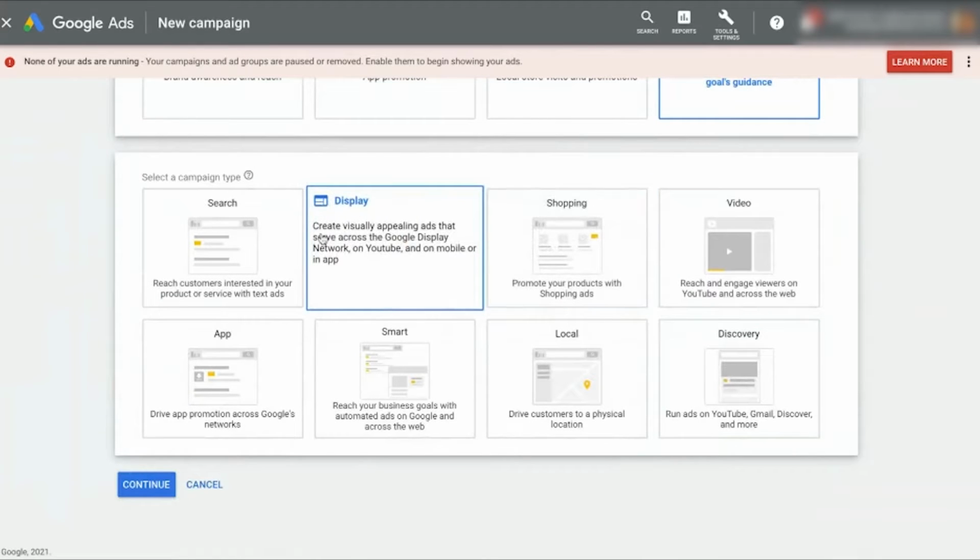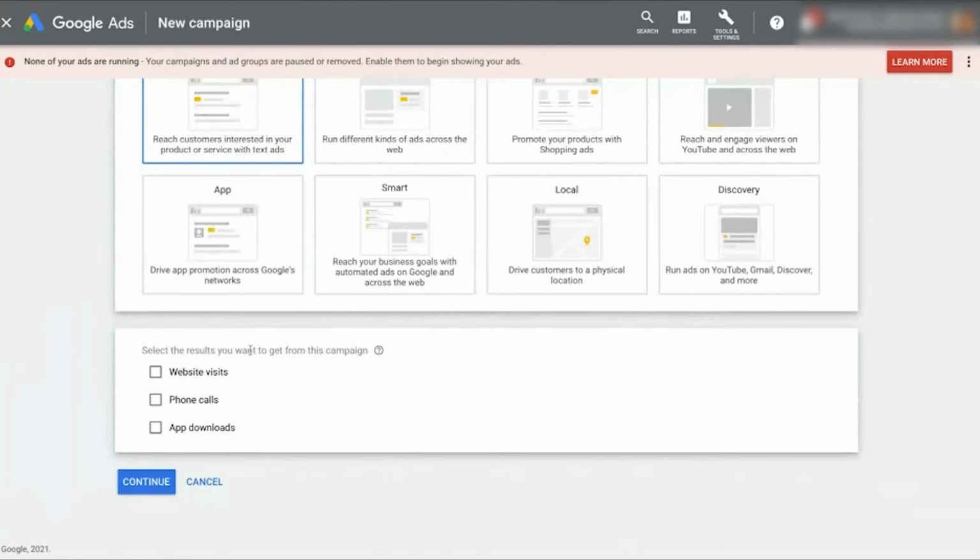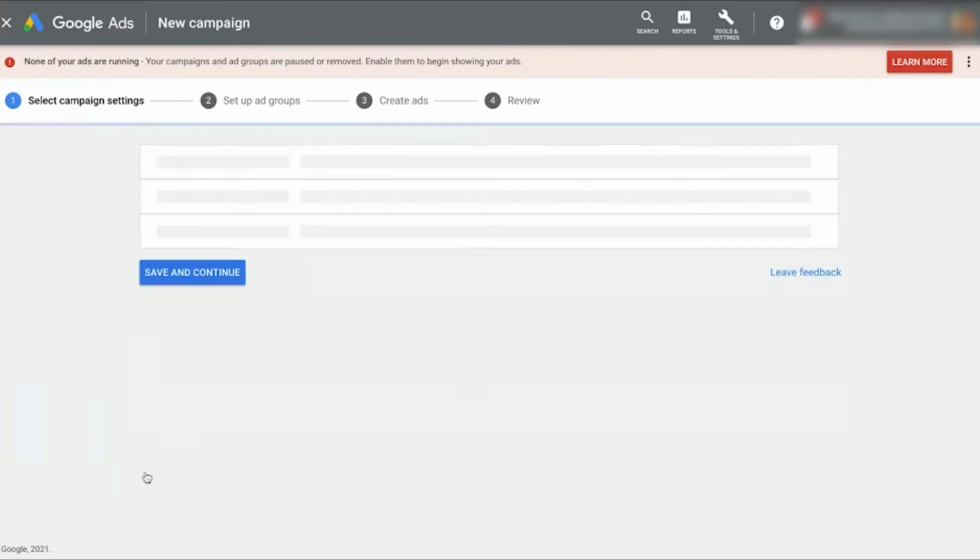So we're going to set up a search campaign since they're the most common ones. So search, and then once again, we're not going to listen to what Google wants us to do and go down a path that Google forces us to. So we're just going to leave the results here. We don't want to have the results that Google is suggesting. So it's going to go continue.